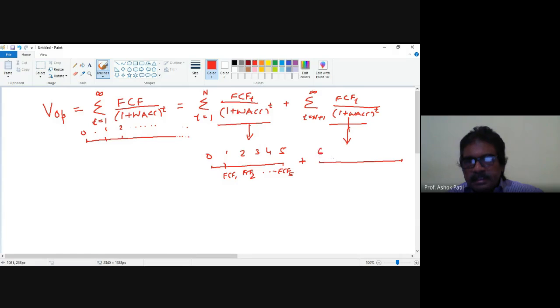from the 6th year to infinity period. So there will be FCF6 and so on, and it will go on. Now that means we have broken the bigger period into two parts. One, this part is for forecasting.